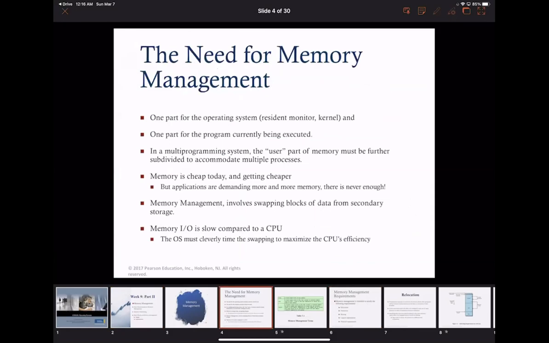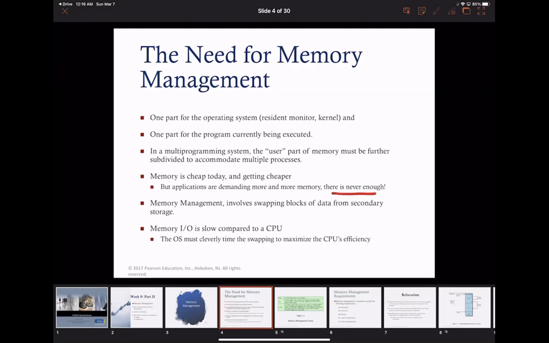Why is there a need for memory management? In multi-programming systems, the user part of the memory must be further subdivided to accommodate multiple processes, which is why we need to provide management for the memory. Because memory is cheap today and getting even cheaper, but at the same time, applications are demanding more and more memory. So there is never enough.